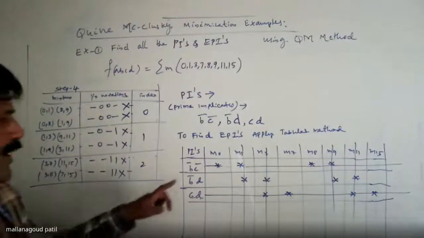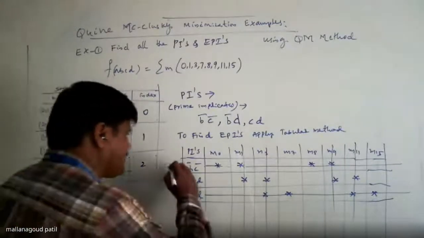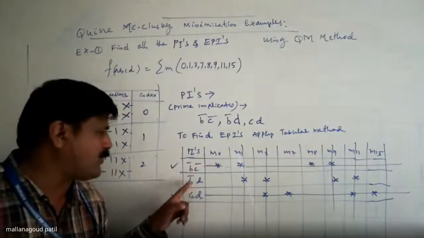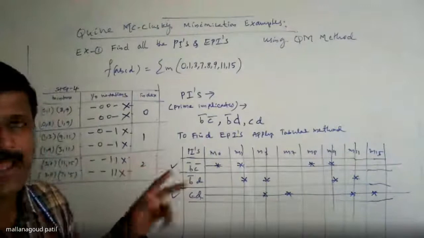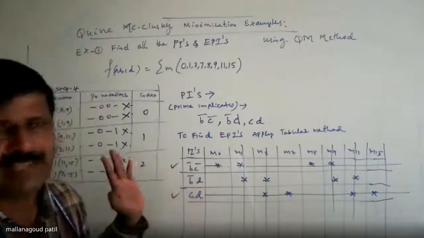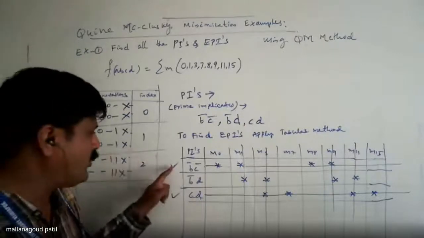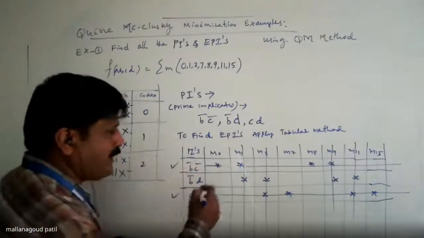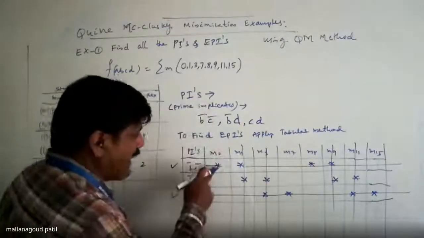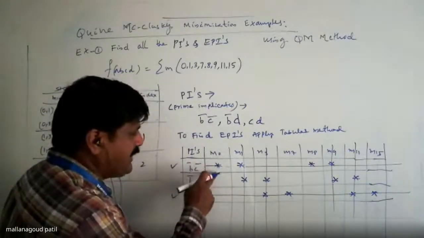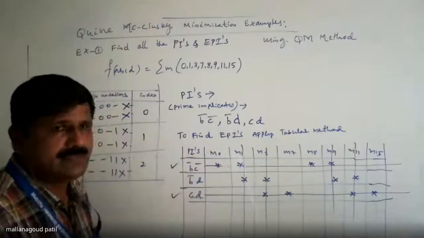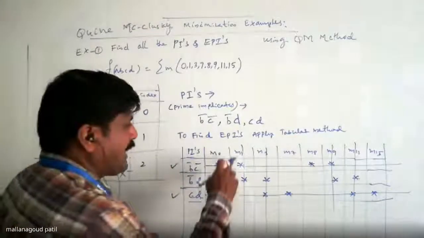What I did, I took only these two lines. I have not drawn any horizontal line for B bar D. I have only two horizontal lines, one for B bar C bar and one for CD. Then for B bar C bar, I took a vertical line where there is a star mark. Why have I not taken a vertical line for M0? In M0, the other columns don't have any stars. Therefore, I left it. Then I went with M1.